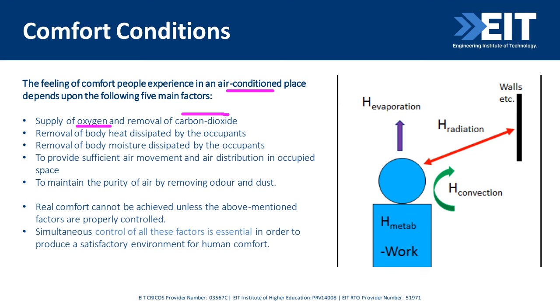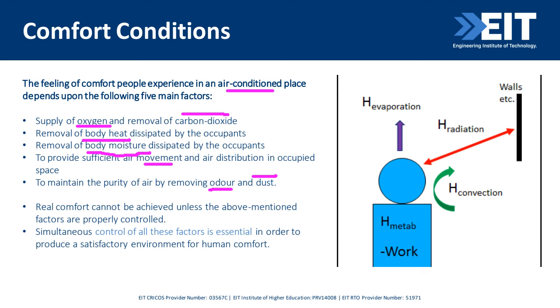Then the removal of body heat dissipated by the occupants and body moisture dissipated by the occupants and sufficient air movement and air distribution in that occupied space. Now, to maintain purity of air, we have to remove the odor and the dust. So real comfort for that person cannot be achieved if these five factors are not properly controlled. And the control of these factors is essential in order to produce a satisfactory environment.